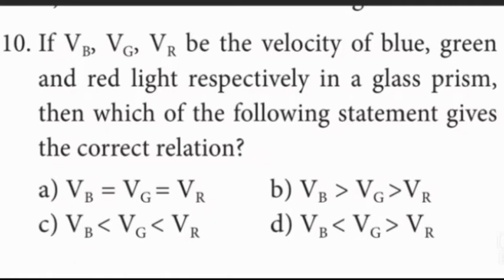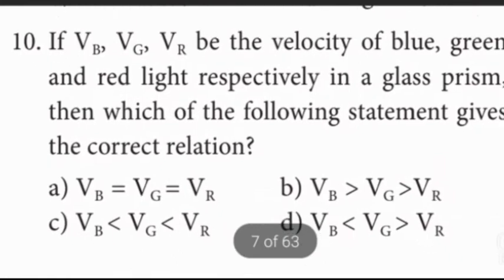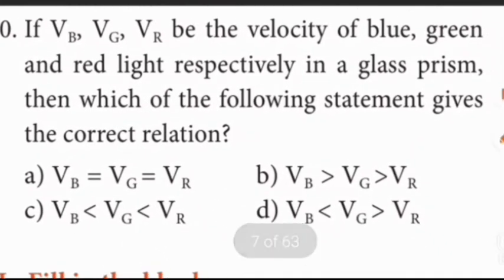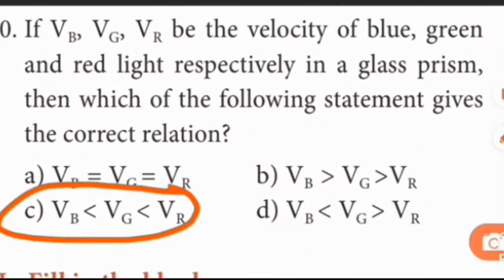Option A: V blue equal to V green equal to V red. Option B: V blue greater than V green greater than V red. Option C: V blue less than V green less than V red. Option D: V blue less than V green greater than V red. The answer is option C, V blue less than V green less than V red.